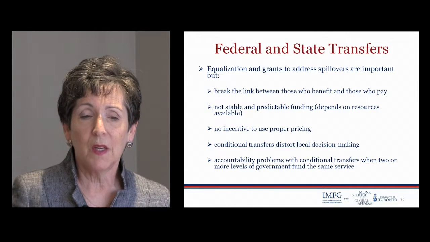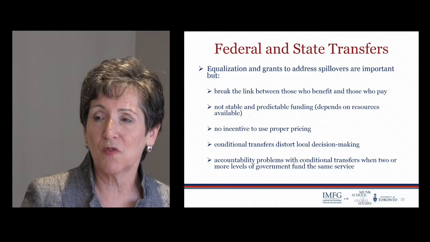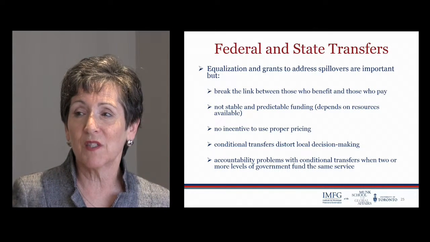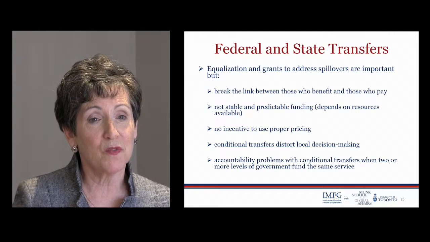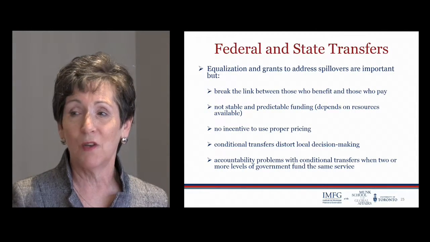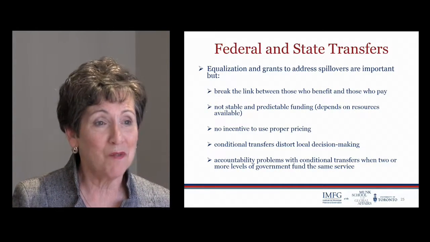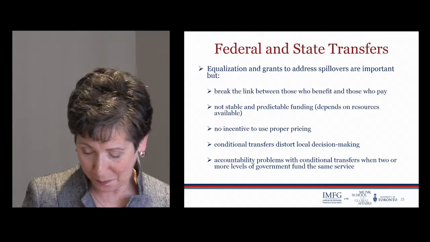And lastly, we have found that there can be accountability problems with conditional transfers when two or more levels of government are paying for the same service. So something goes wrong on the transit system, something goes wrong on the bus. Who do you blame? Is it your local government? Is it your state government? Is it your federal government?